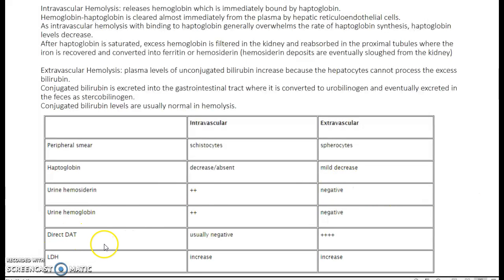The Coombs test, your DAT, is usually negative in intravascular because it's usually more of a microangiopathic process. Extravascular tends to be your autoimmune anemias. LDH is going to be up in both. It's going to be more up in intravascular, but don't let the LDH throw you off too much.